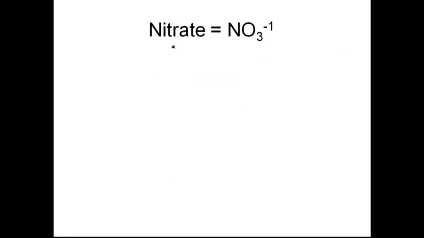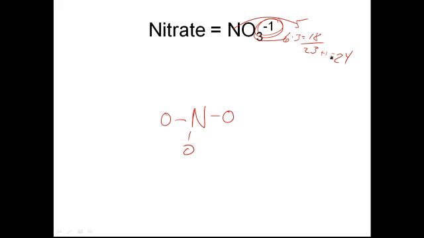And finally, nitrate. Nitrogen's got 5, oxygen 6 times 3, that's 18. Add them up, you get 23. Right away, that's a problem. But thank goodness we have a charge. We're going to add 1 more electron, and that turns into 24. So nitrogen, oxygen, oxygen, oxygen. There's 6, 18. Give your outer guys an octet. 6 there, 6 there, and 6 there.